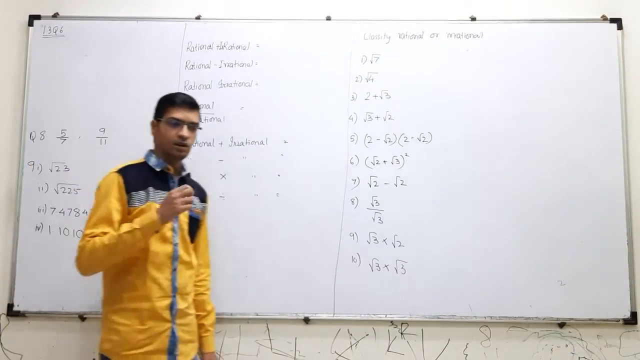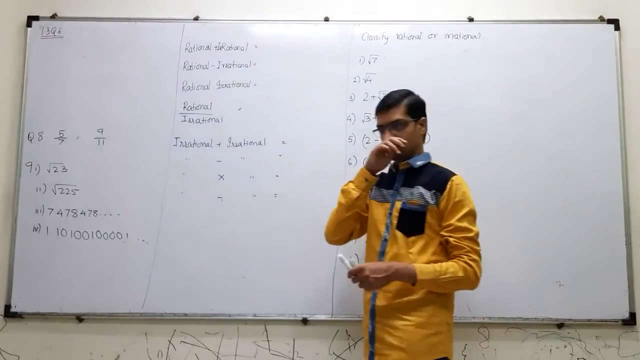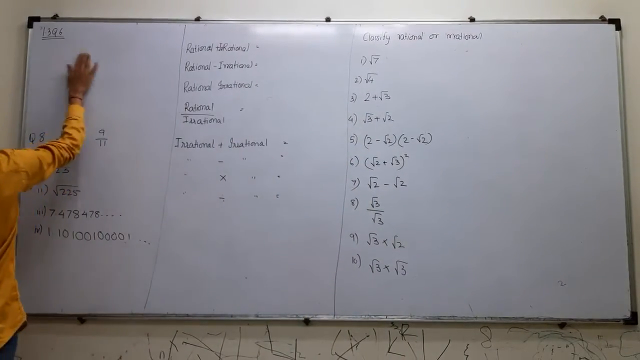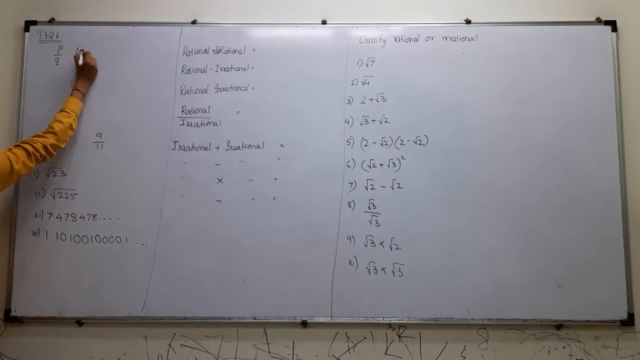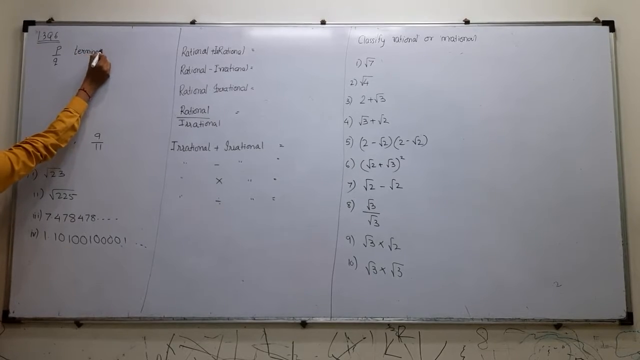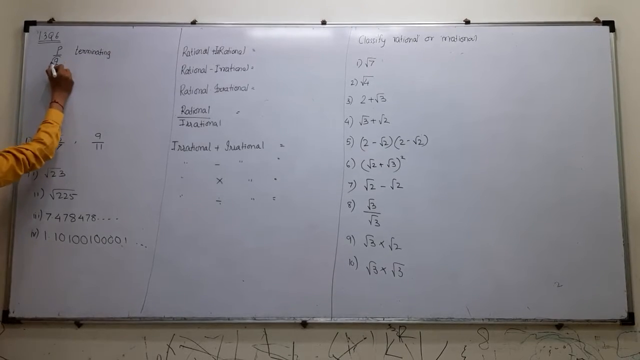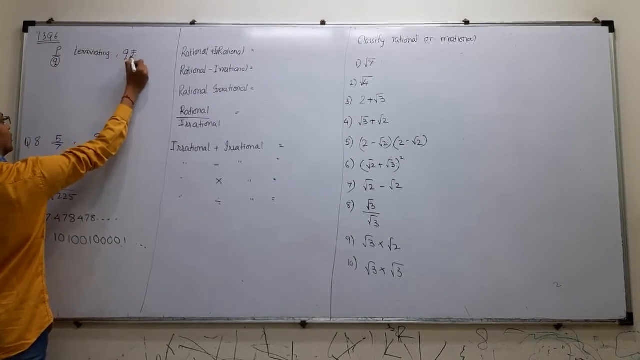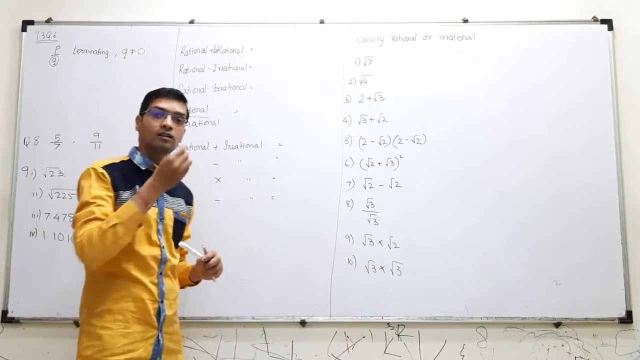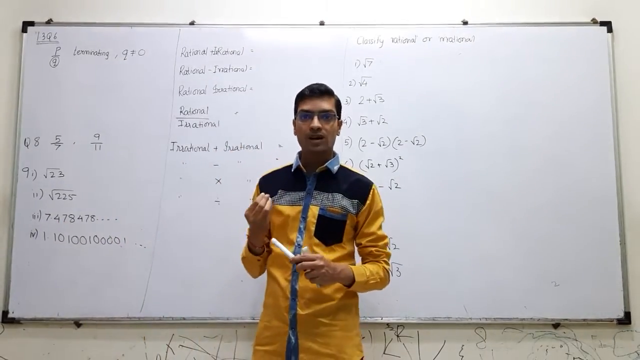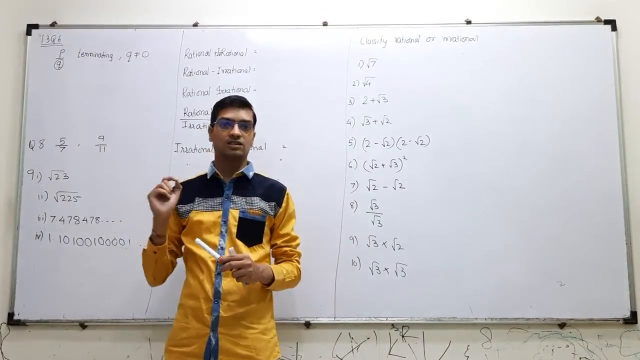Good morning, children. Today we'll first complete exercise 1.3, then we'll move on to the next part of this chapter. So 1.3 question number 6, they are saying a rational number p by q is a terminating decimal. We know q is not equal to 0. When can we say that a rational number is terminating, or what property must q satisfy so that p by q becomes a terminating decimal?